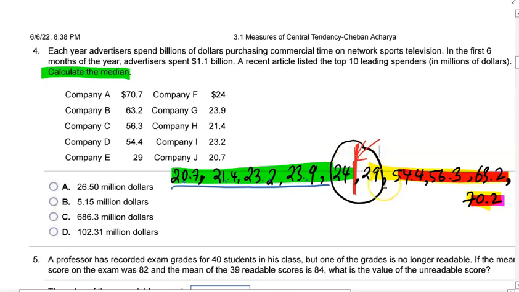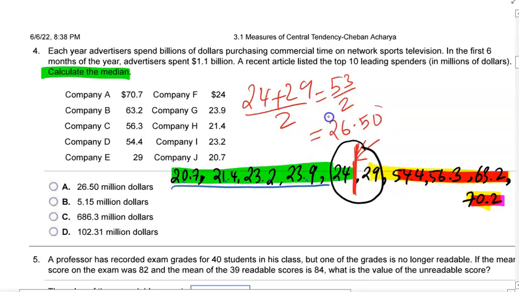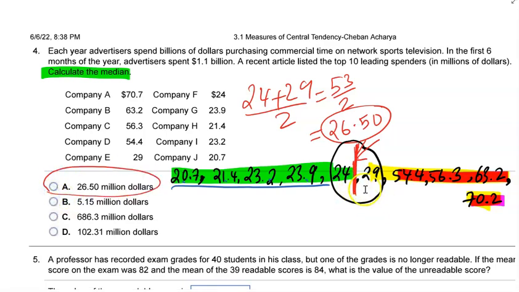To find the median, you have to find the average of 24 and 29. 24 plus 29 divided by 2 gives you 53 divided by 2, which gives you 26.50. That's the median, and the answer is A. This is done without using a calculator.